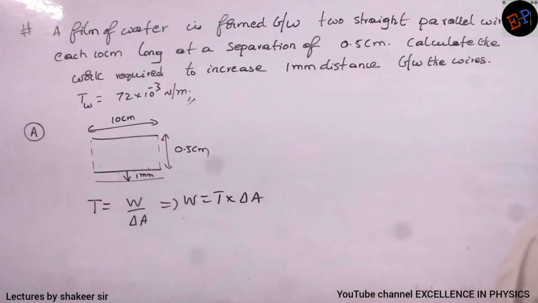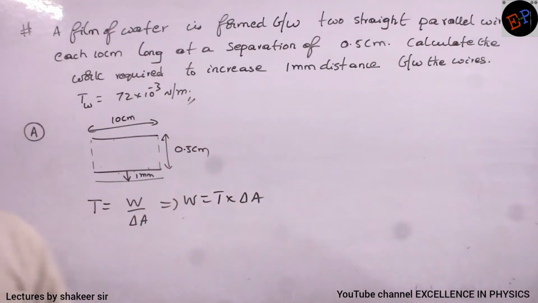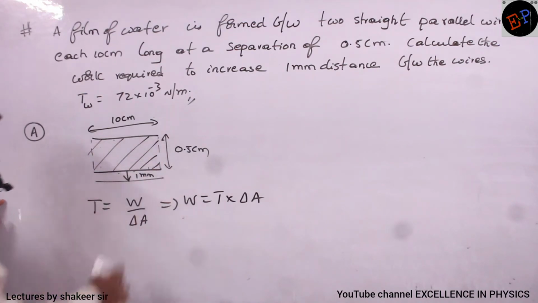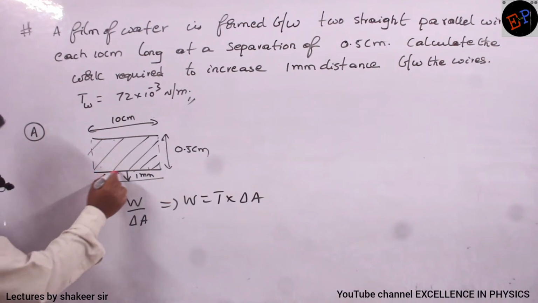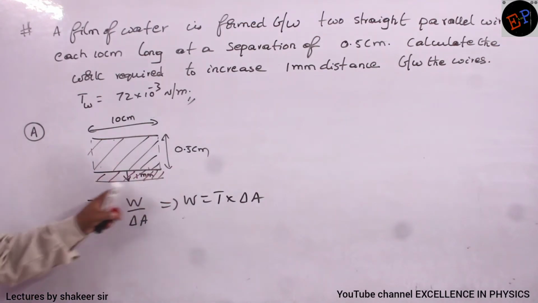Change in area, how can I calculate? Change in area is how much? Sima, this is the original area, no? This is the original area. Which is the increase in area? Increase in area is only this much, no? This is the increase in area. Clear? How to calculate this area?